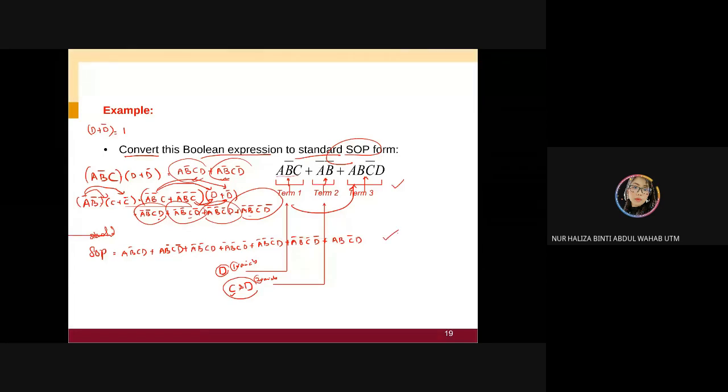This is my SOP. So is there anything that's similar? No. So this is my standard SOP version of this Boolean expression. You just apply multiplication several times using your rule number 6, depending on which variables you are missing. If you're missing C, then you multiply with variable C. If you are missing D, you multiply with variable D.